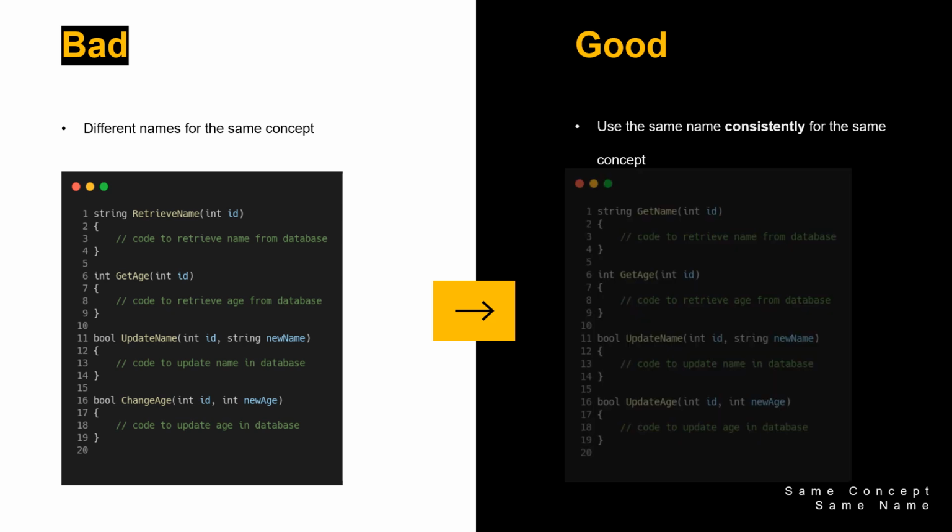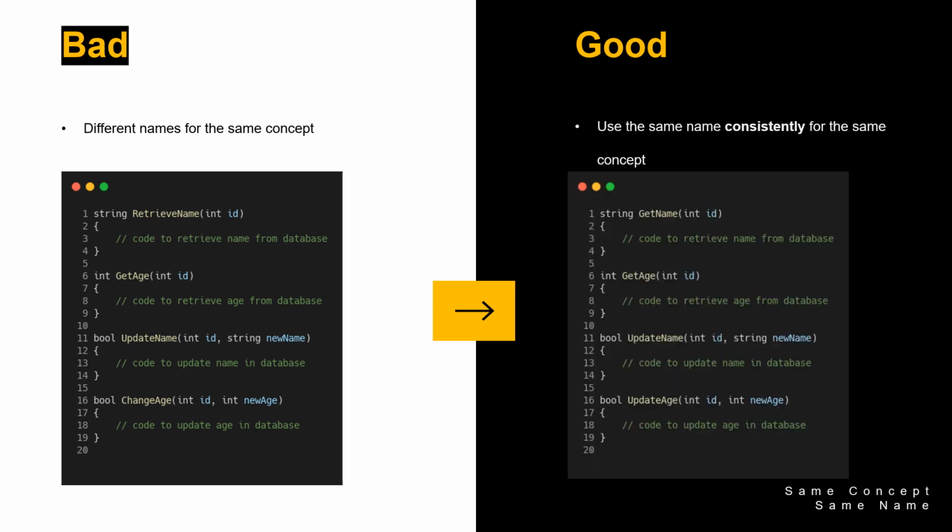In the good example, the concept of retrieving or updating a value from a database is represented consistently using the get and update prefixes. This makes it clear and easy to understand the purpose and function of each function.